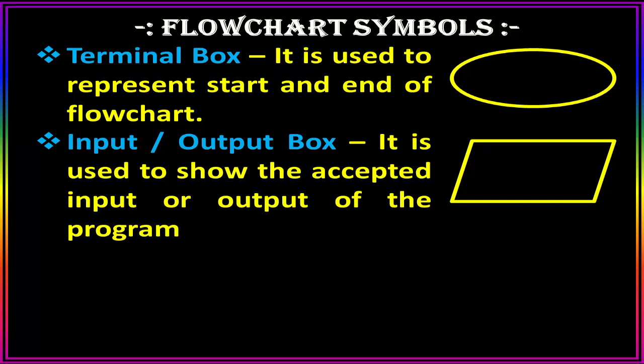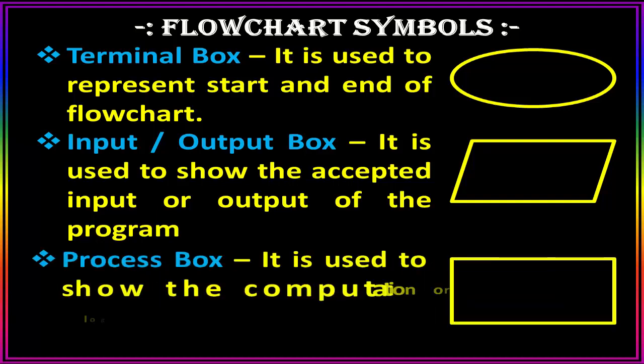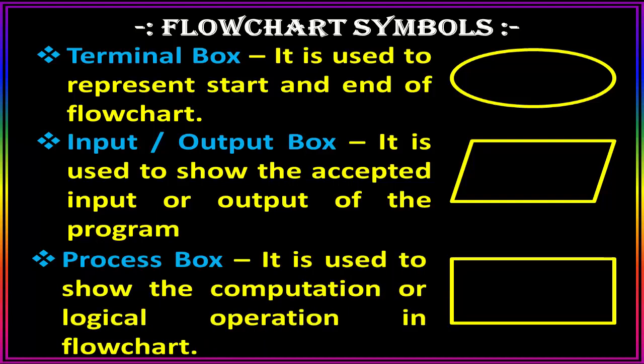Third one is process box. It is represented by a rectangle. It is used to perform any arithmetic calculation or logical operations. If in an algorithm words like perform, calculate come in any step, that step we can represent in the flowchart by using this process box.